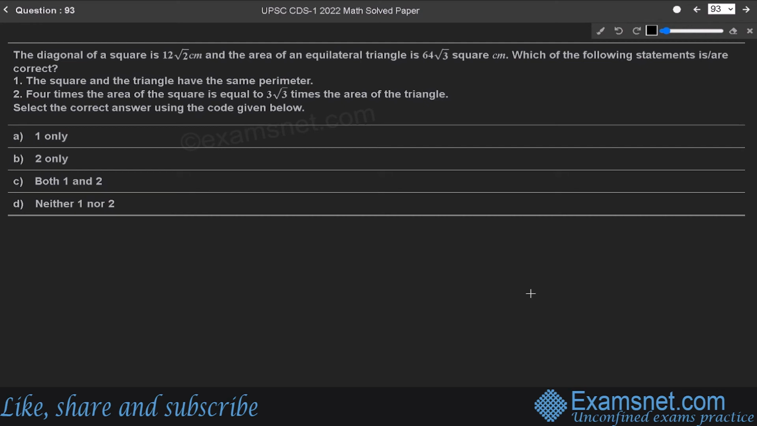So, first of all, let us see all the terms which are given in the question. You can see that this is a very interesting question, and this type of question always comes in the exam.